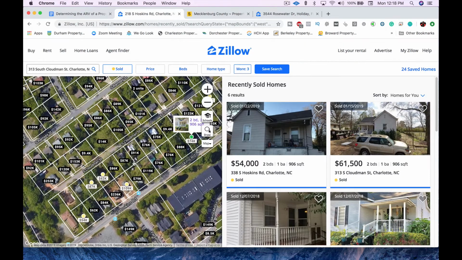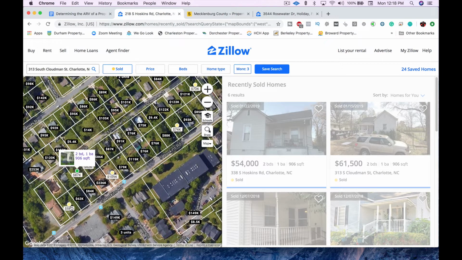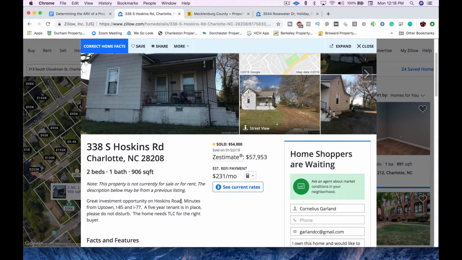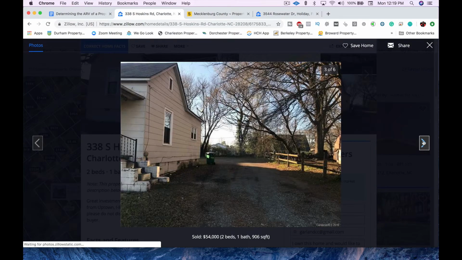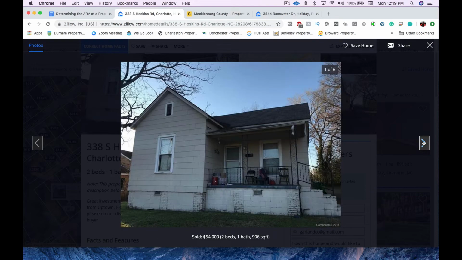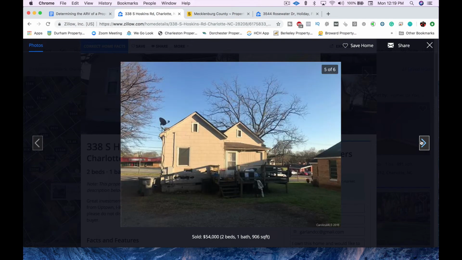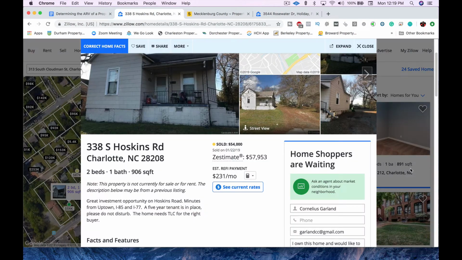Let's look at a few more. 54K. Great investment opportunity. So it has the same description. The home needs TLC for the right buyer. So this tells me that this can't qualify for a loan most likely because it needs a lot of work. There aren't a lot of pictures on the inside, so that tells me it probably doesn't look good on the inside if they're not posting them online. So let's go ahead and see if an investor bought this property.